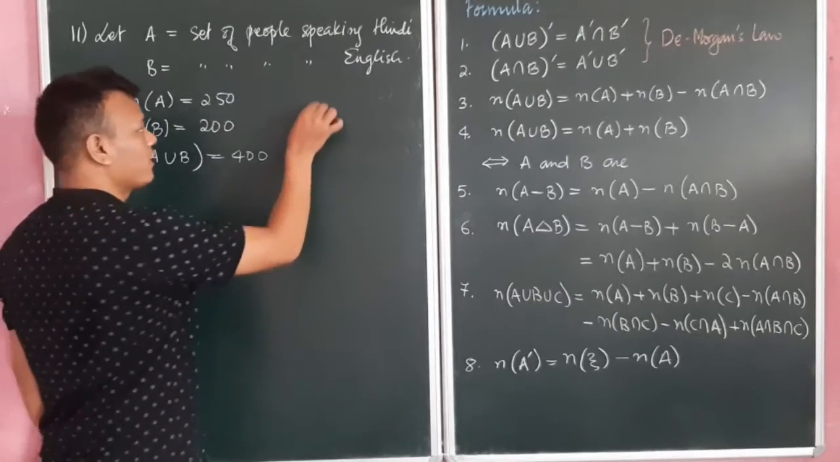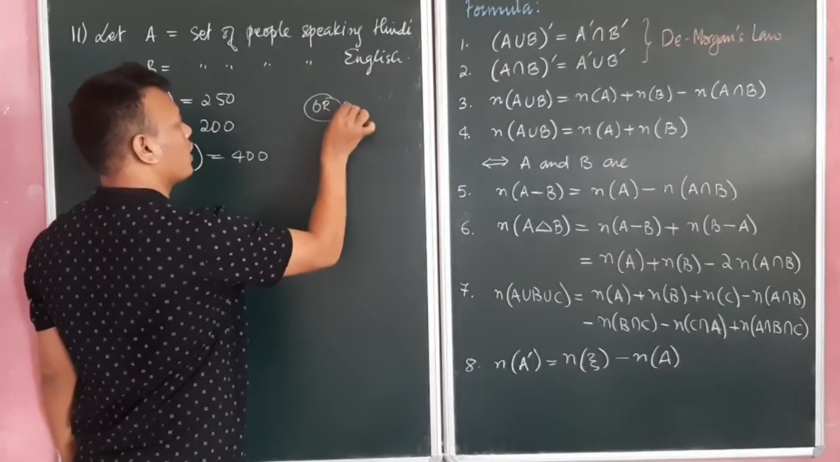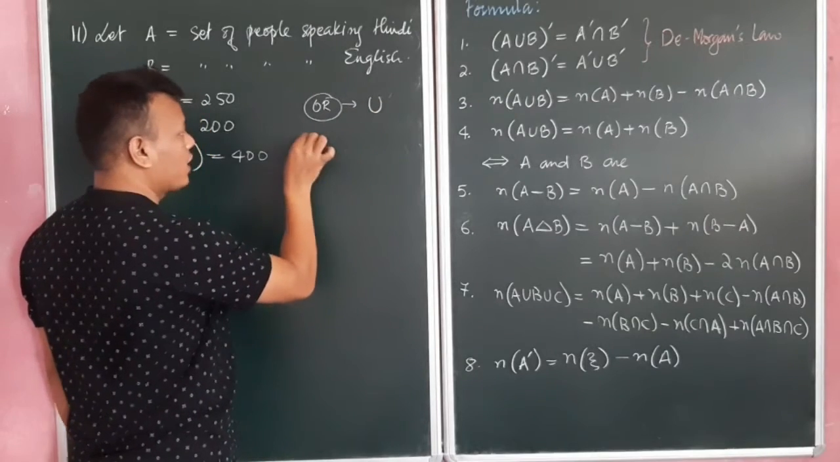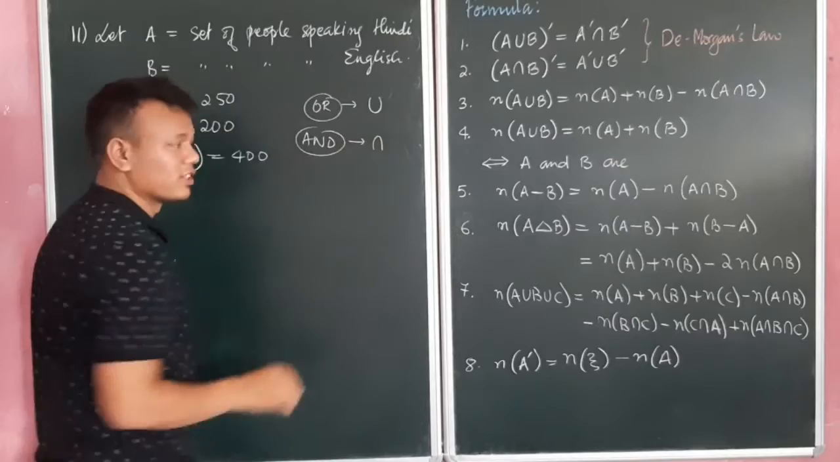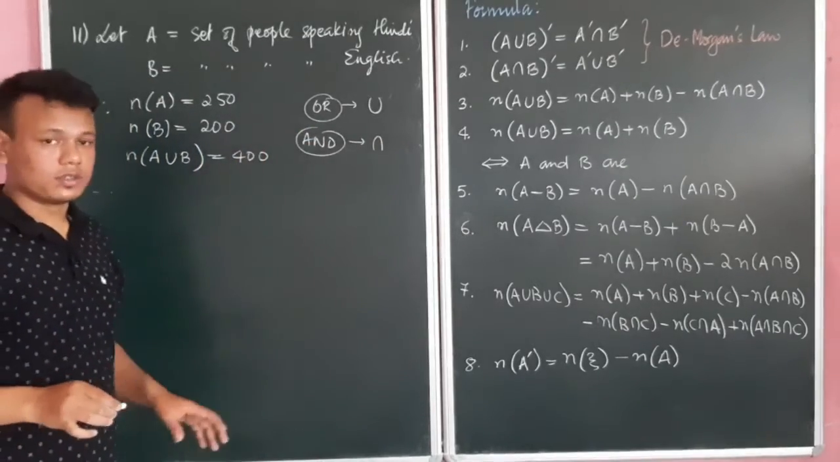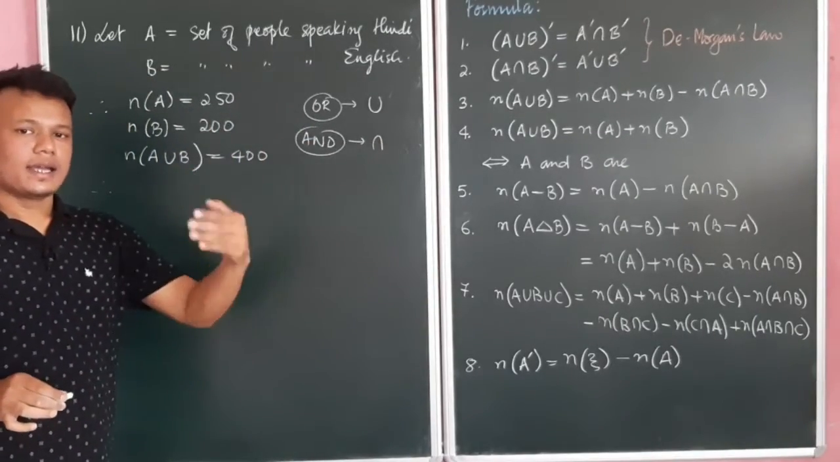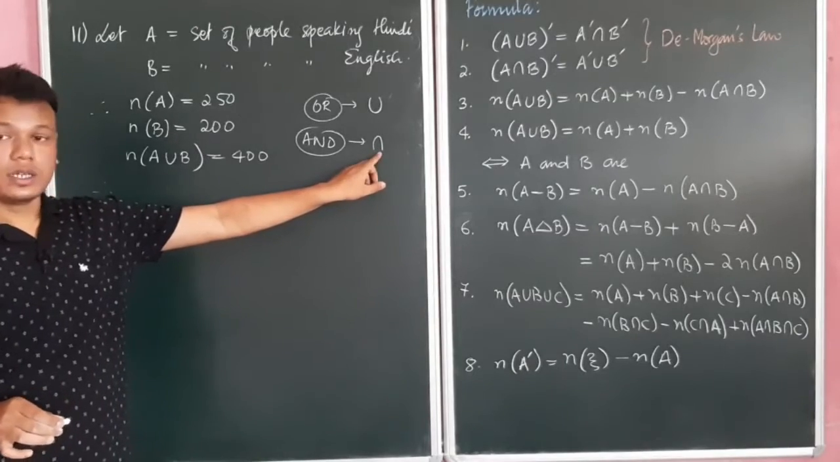So please remember, whenever you see "or", you have to write union, and whenever you have "and", then you have to make use of intersection. You need to remember these two things. So Hindi and English means we have to use intersection.